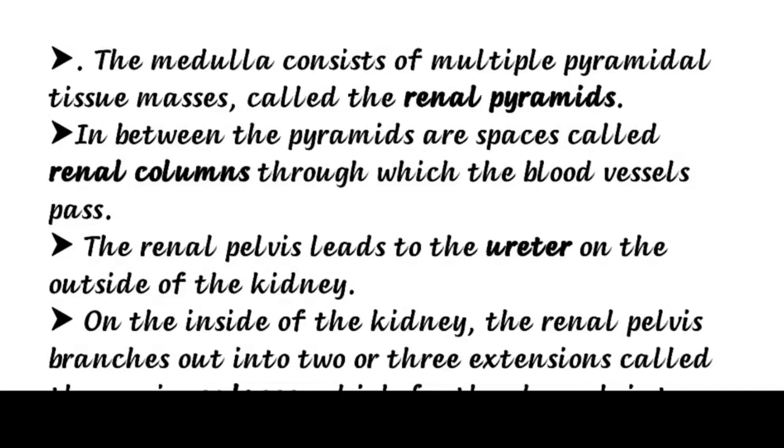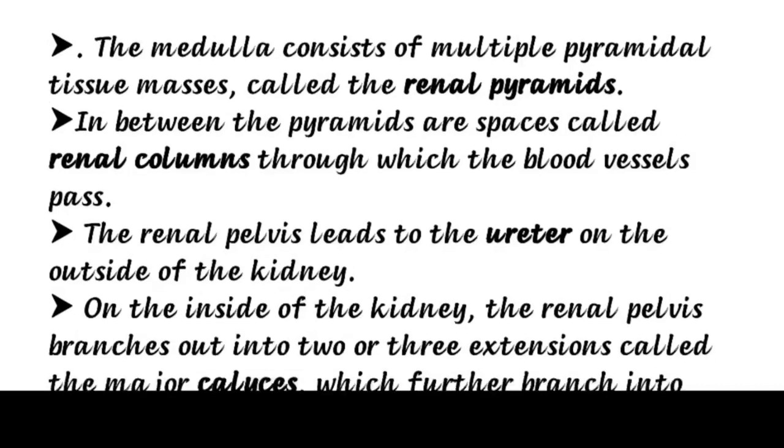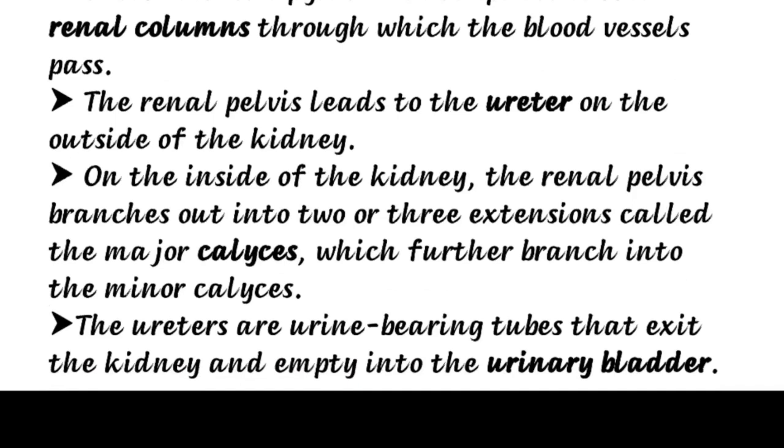This renal pyramid then extends into this whole renal pelvis, which leads to the ureter on the outside of the kidney. Then the renal pelvis branches out into 2 or 3 extensions called the major calyces, which further branch into minor calyces. Ureters are urine bearing tubes that exit the kidney and empty into the urinary bladder.